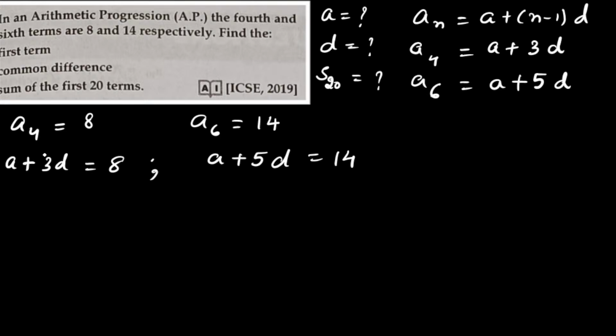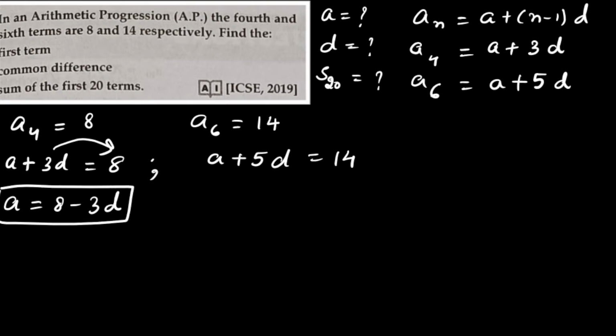From the first one I am just going to use the substitution method. Again, any method you can use. From the first one I'll find the value of A by shifting D to the other side. So A is equal to 8 minus 3D. When we shift to the other side it will be minus 3D. Let's substitute here. At the place of A we'll write 8 minus 3D.